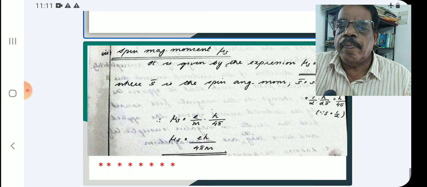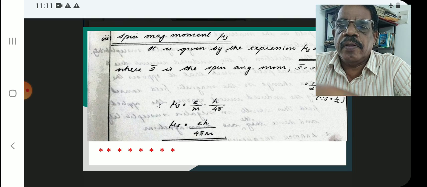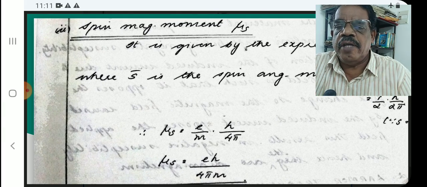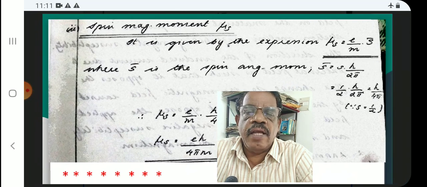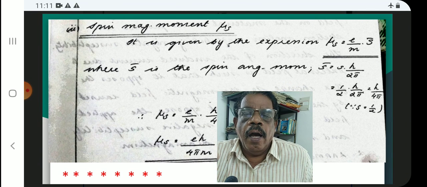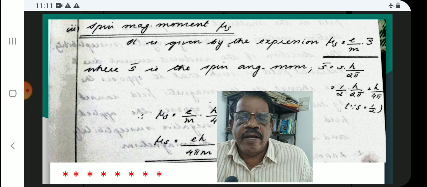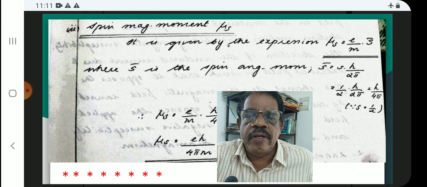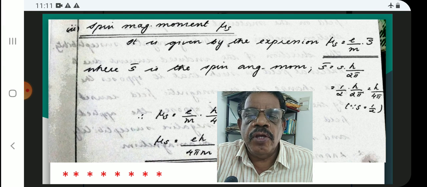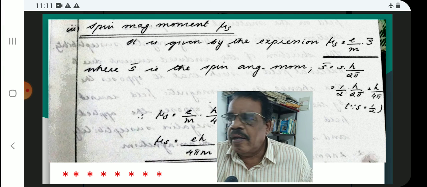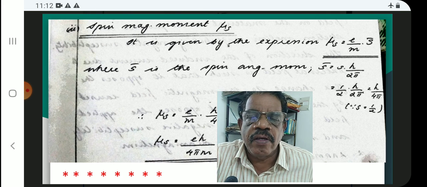Now comes spin magnetic moment. Spin magnetic moment mu S. It is given by the relation mu S is e by m into S vector, capital S vector, where capital S vector is the spin angular momentum. Spin angular momentum is small s into h by 2 pi, where small s is the spin quantum number, which is half.